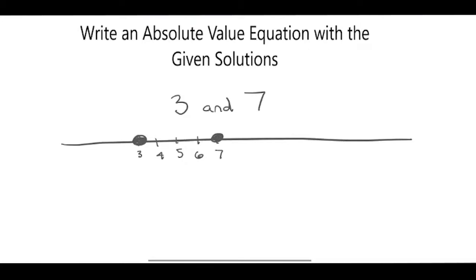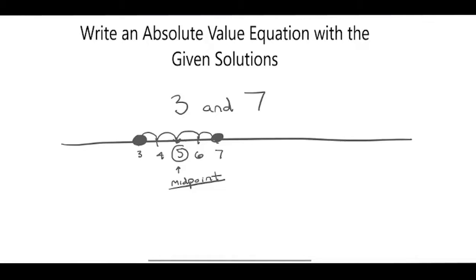First thing I want to do is find the midpoint, halfway between those two numbers. Well, if I go 1, 2 from the 3, and then I go back 2 from the 7, that leaves 5. So 5 is the midpoint.